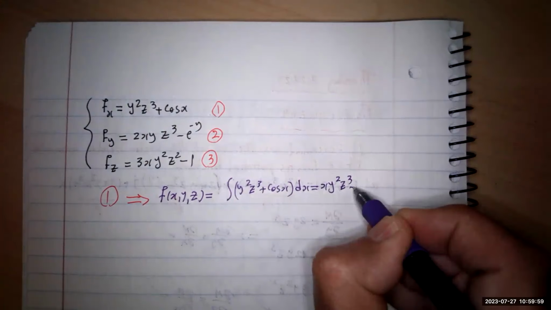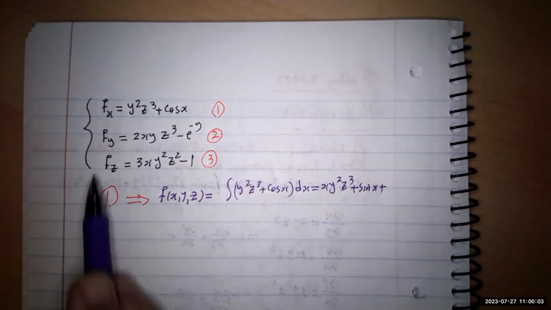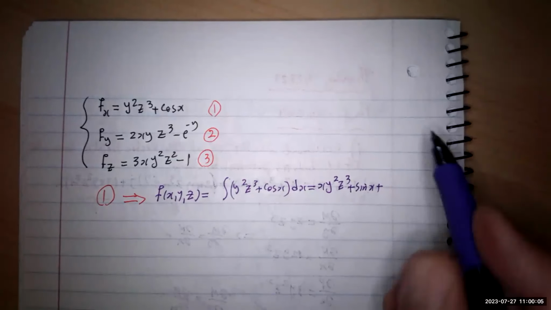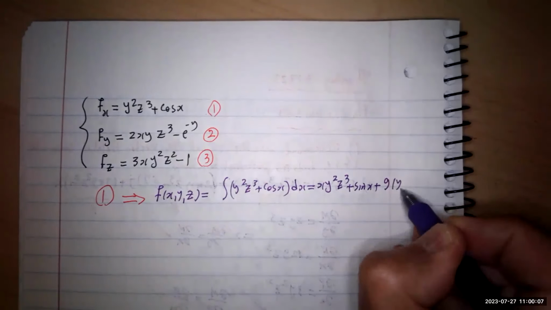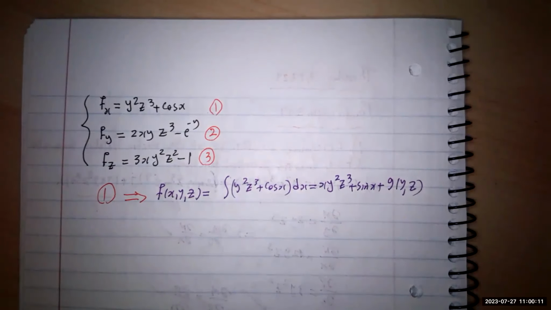The integral of a cosine would be sine, but you may have a constant. But your constant can be a function of y and z. So we call it g of y, z. Okay, so this is going to be the first part.